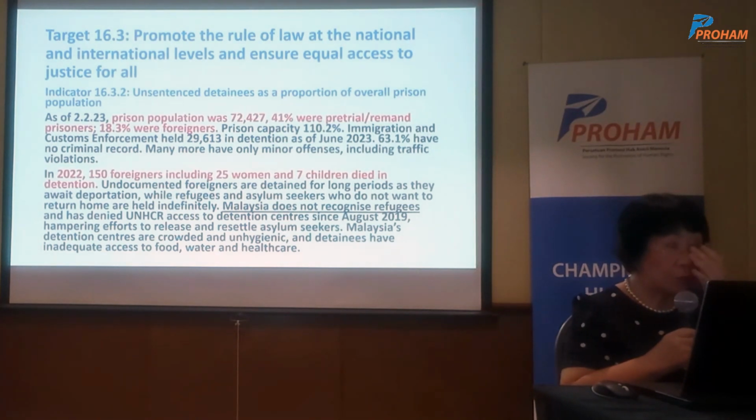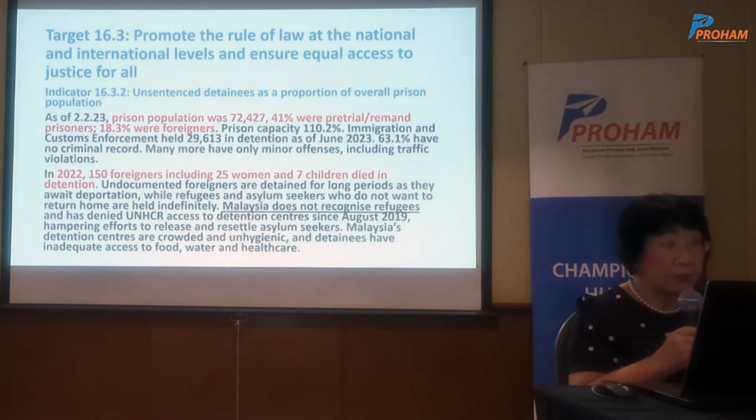And target 16.3, promote rule of law at national and international levels and ensure equal access to justice for all. 16.3.2 wants to measure the unsentenced detainees as a proportion of overall prison population. As of February this year, prison population was at about 72,000. 41 were pre-trial and remand prisoners. That means they have not been sentenced, they are just in prison.